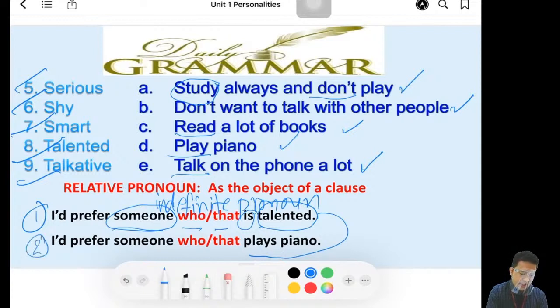Number 2: I prefer someone who or that plays piano. The same object, someone, the same relative pronouns, who or that. But what happens now to the word play here? Okay, good. We add s because of the word someone. Someone is always followed by a singular verb. Now let's have another example.